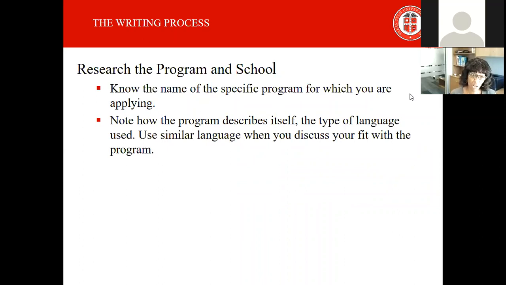That may seem like a small thing, knowing the specific name of the program, but again, think of who your audience is. This is an audience that pays attention to detail. So even something like slightly getting the name of the program wrong is going to stand out to them, okay? Note how the program describes itself. Note the type of language that's used, because once you start writing your paper, you can use similar language when you discuss your fit with the program, okay?